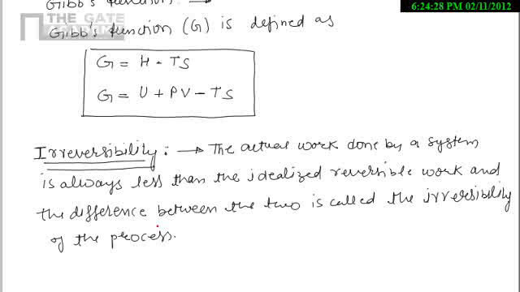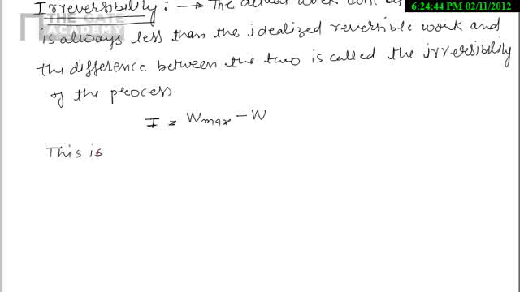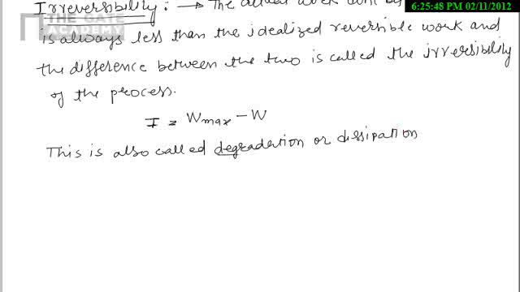So in mathematical terms, we can write irreversibility, denoted by I, equals to W max minus W. This is also called degradation or dissipation.